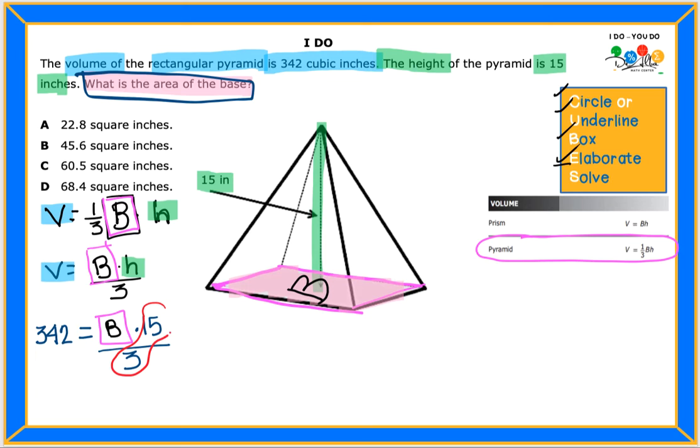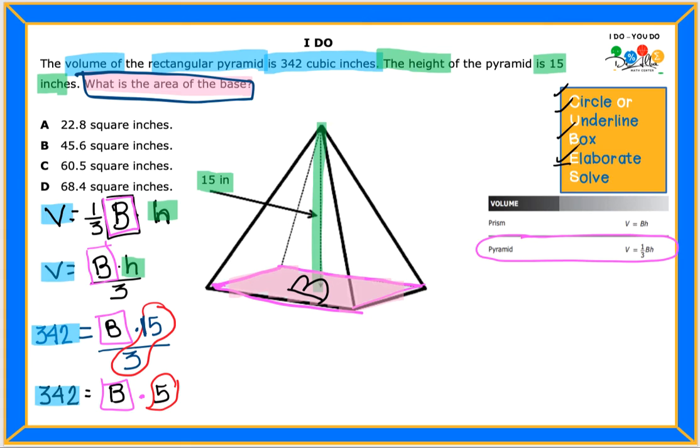See how we have these guys here? 15 divided by 3. Can we work it out? Of course. 15 divided by 3 is going to be a 5. So I'm going to copy the other numbers. The 342 must be equal to the area of the base times 15 divided by 3, which we said is going to be a 5. And I'm going to put this red around so you can see that I got that 342 from the volume that was given right here. And this is the one that we're looking for.